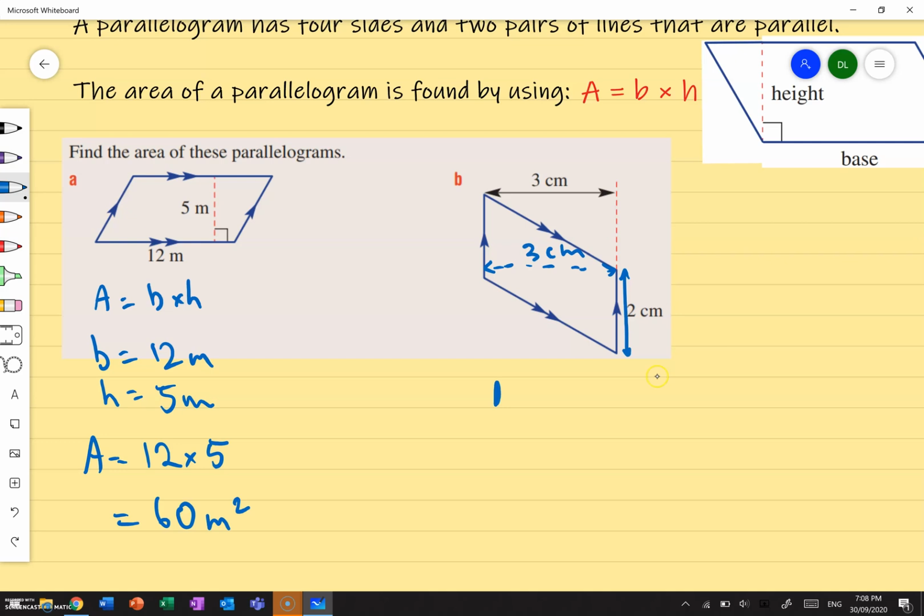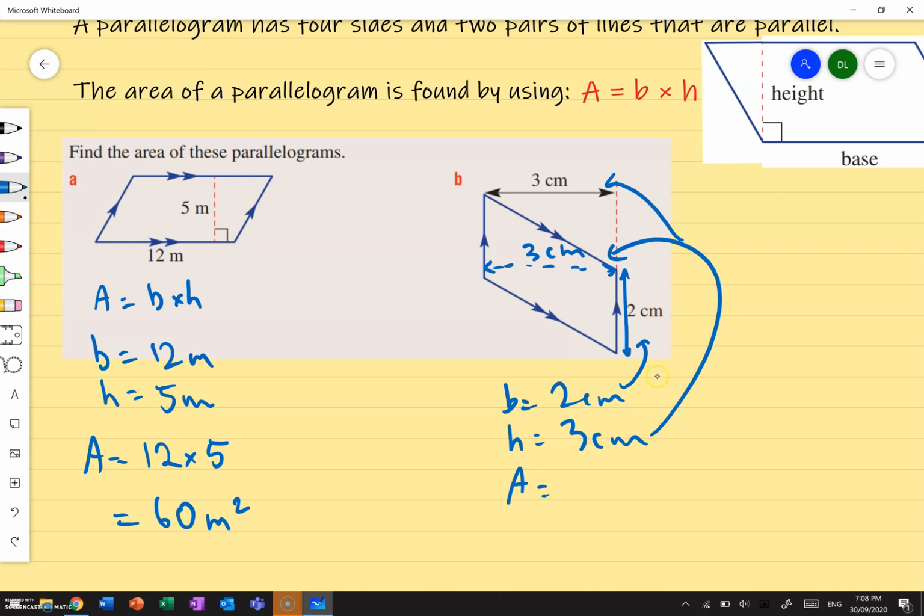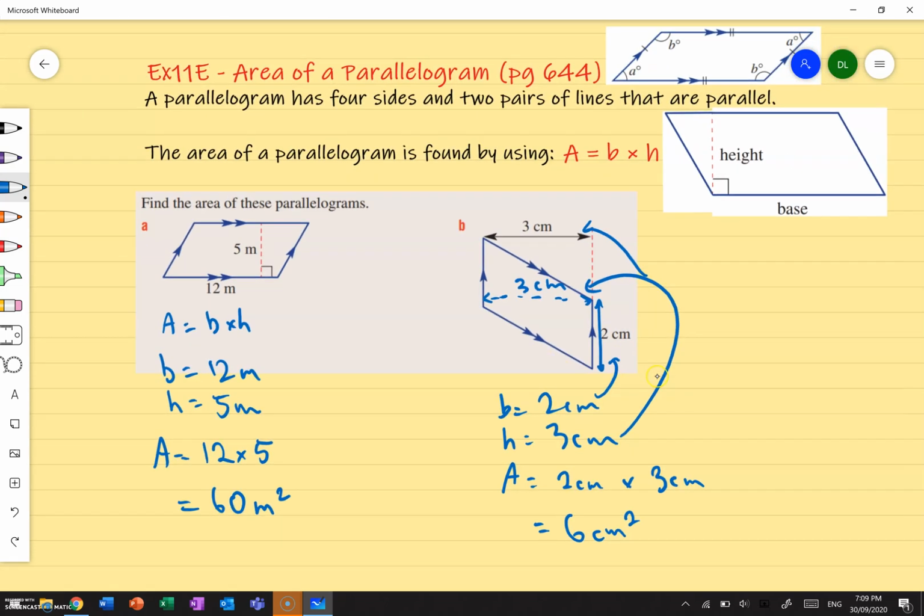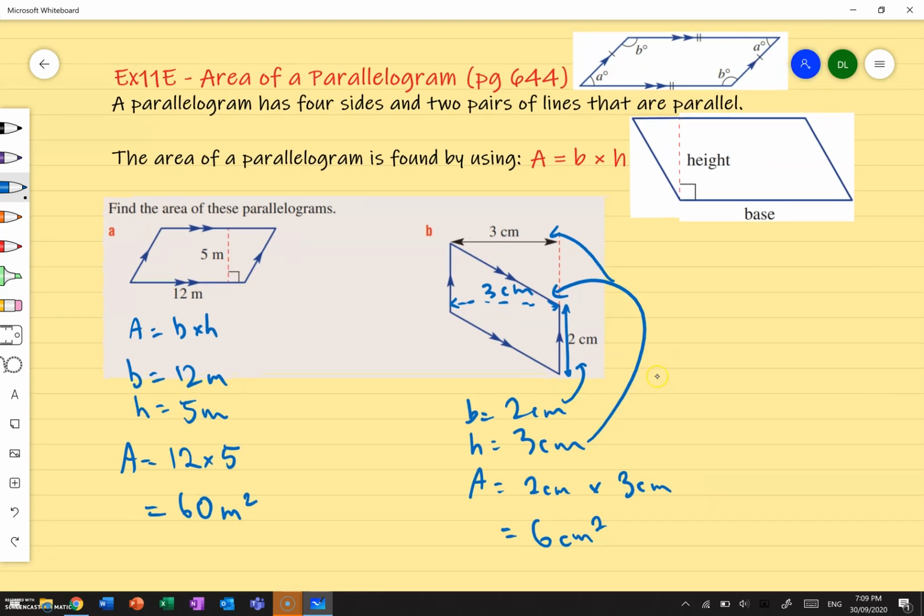My base is 2 centimeters, and that's from this one over here. My height is 3 centimeters, and that's from this one over there, or this one over here, it doesn't really matter which one. From there, I know the area equals base times height. So base is 2 centimeters times my height, which is 3 centimeters. That gives me a total of 2 times 3 is 6, so 6 centimeters squared. Just a reminder, we're always working with whatever unit squared if it's an area. All right, hopefully that made sense. If you have any questions, let me know.